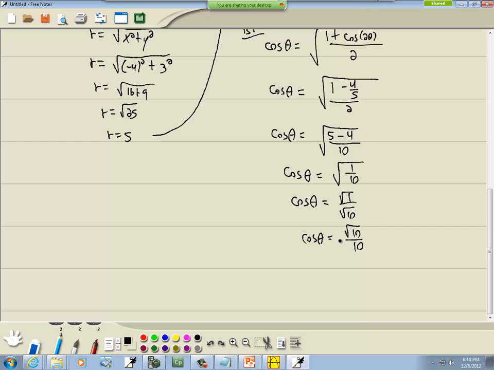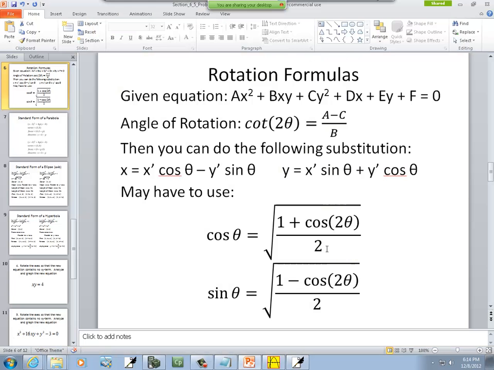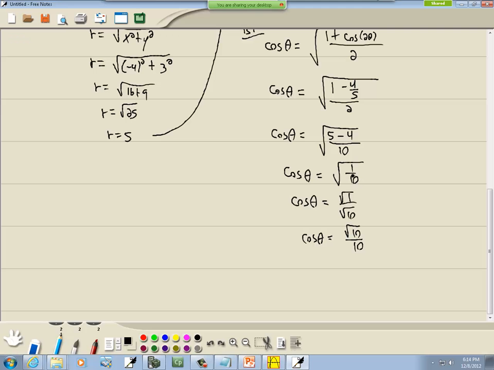Now this is a precise value. So when we plug that into our substitution here, it's going to be precise, which is what we want.